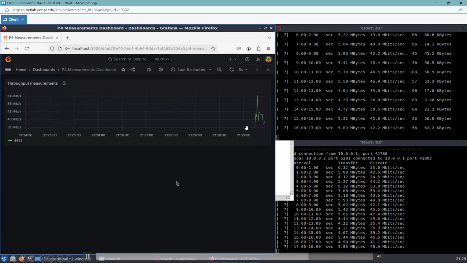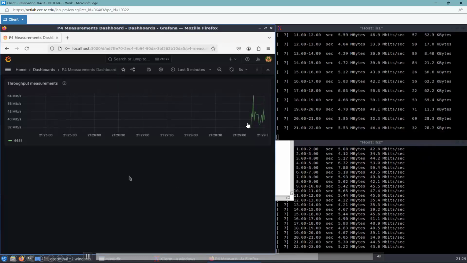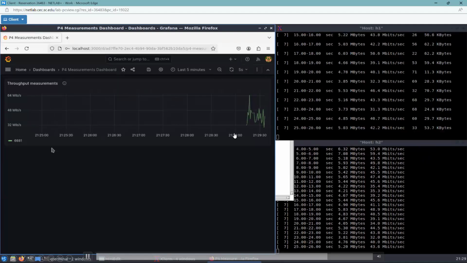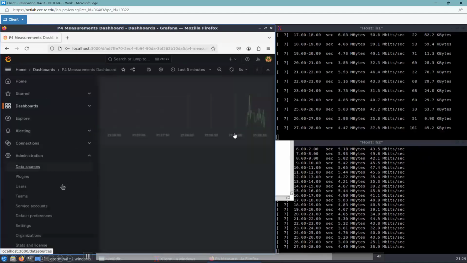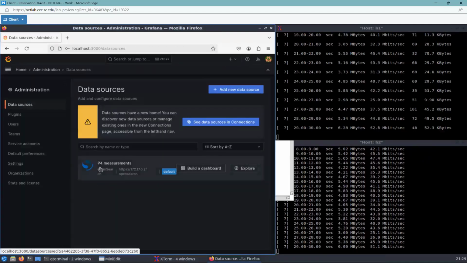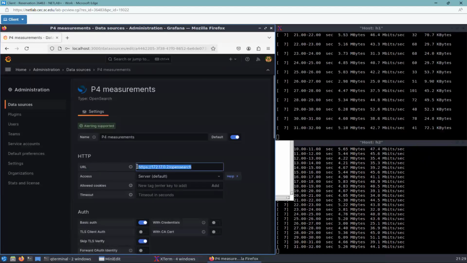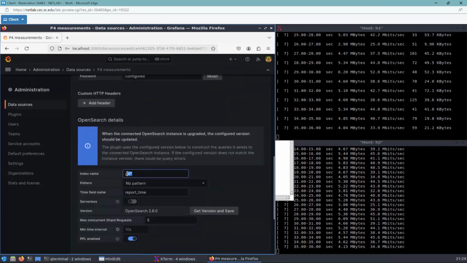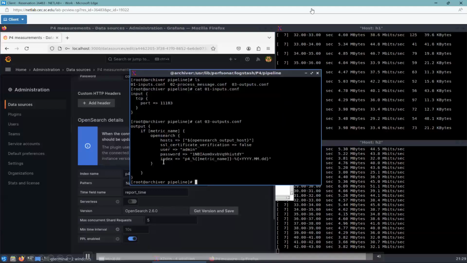And we can do the same for different metrics, for all the metrics that I discussed in the slides before. For now, we only have throughput, but we can easily add the RTT and the other metrics. And here we are showing how the data source of this dashboard is OpenSearch, and how we are using the P4 index, the same one we specified in the archiver configuration file. So this is what I wanted to show.